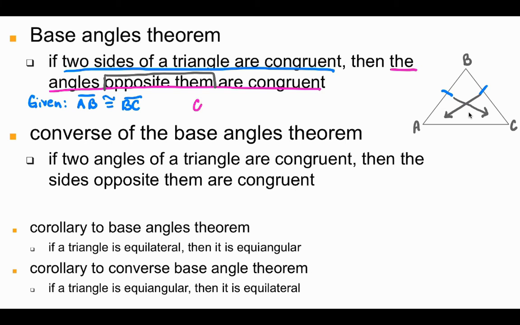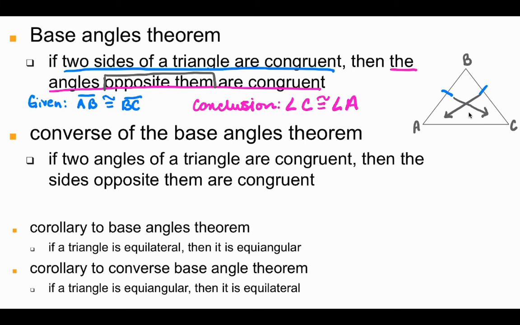So our conclusion will be that angle C will be congruent to angle A. They're the angles opposite our congruent sides.